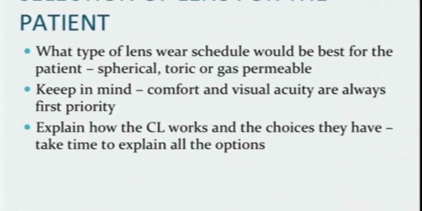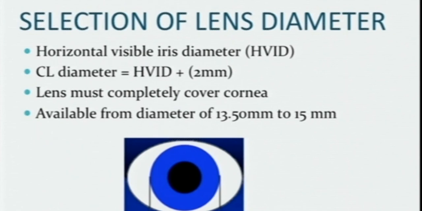It also depends on the refraction, whether a patient is going for only a spherical or a toric or a gas permeable. And comfort and visual acuity are also the first priority. Selection of the lens diameter is by horizontal visible iris diameter, which is evaluated with the help of a transparent rule placed in front of the eye, and you can take a calculation directly. You'll have to add 2 millimeters to the measurement you have taken so that the lens covers the complete cornea.